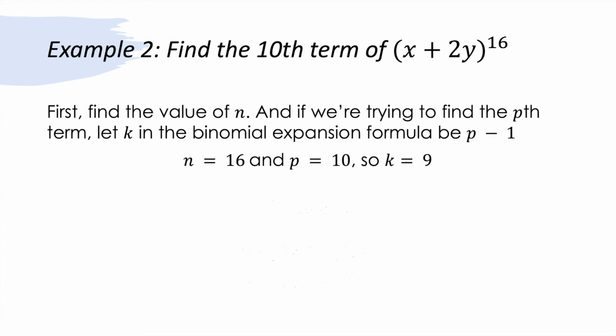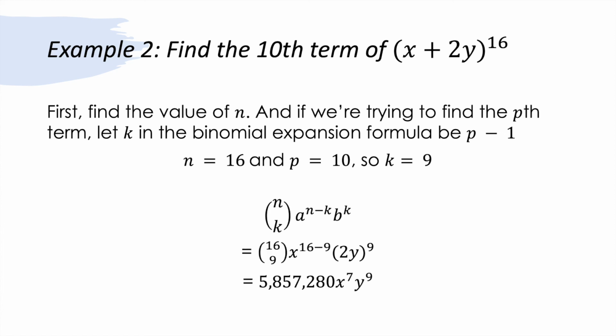Remember that a particular term in the binomial expansion says that a term is equal to n choose k multiplied by a to the power of n minus k multiplied by b to the power of k. And we said that n equals 16 and k equals 9. So plugging that into the formula above, we see that we get 16 choose 9 multiplied by x to the power of 16 minus 9 multiplied by 2y to the power of 9. After doing some algebra and simplifying, we find that the 10th term of x plus 2y to the power of 16 is 5,857,280 multiplied by x to the power of 7, y to the power of 9.